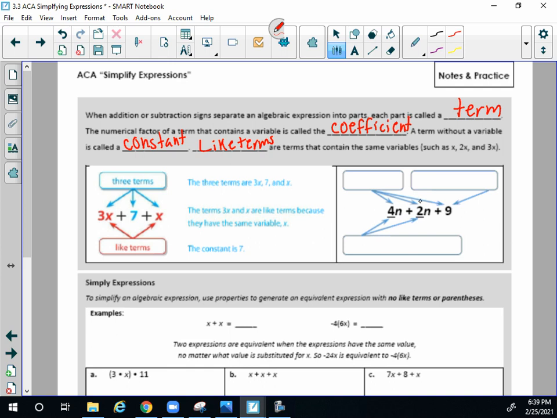All right, so let's label this based on the definitions we were just given. So each one of these is separated by an addition sign, and it says it needs to be separated by addition or subtraction. So here they're separated by addition, so each of these is called a term. This is the only one without a variable attached to it, so this one would be called our constant. And then these two numbers are attached to the variable. So the number that's in front of the variable is called your coefficient.